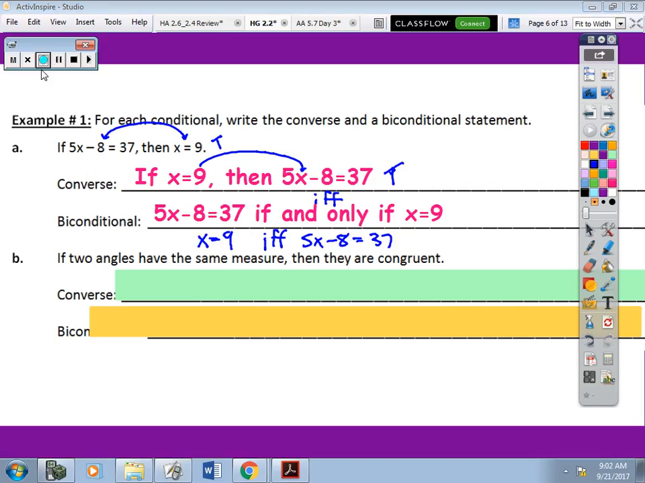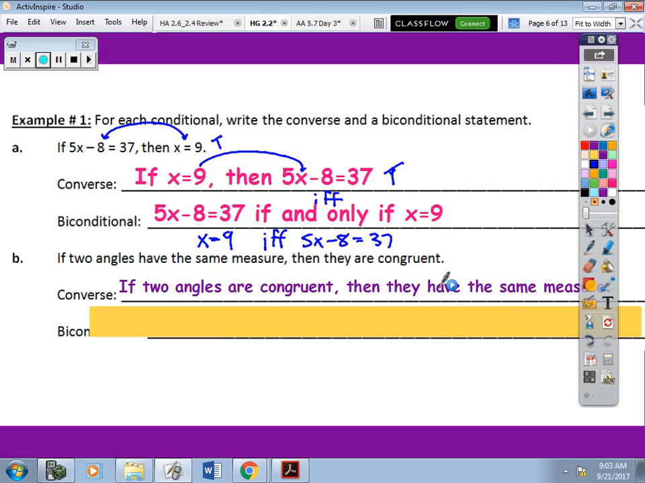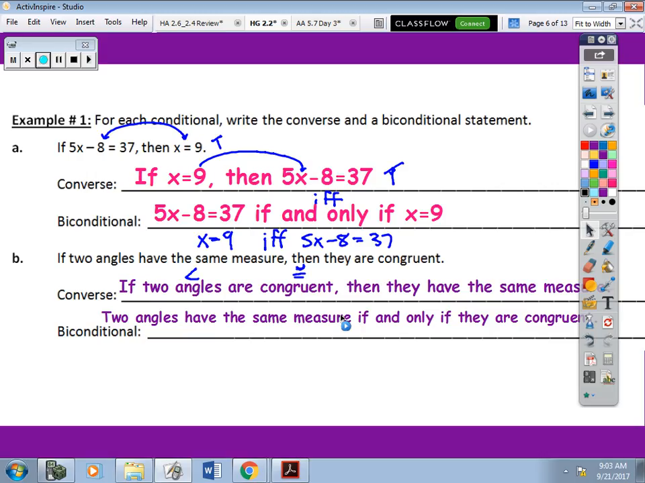All right, so that's what we should have. If two angles are congruent, then they have the same measure. Again, for abbreviation purposes, if you guys want to put an angle symbol and you want to put a congruent symbol, just so you have to write less words, that's fine. Okay. And who can tell me what they got for the biconditional then? Two angles are congruent if and only if they have the same measure. Good. Oh, I put it the other way. It doesn't matter though.